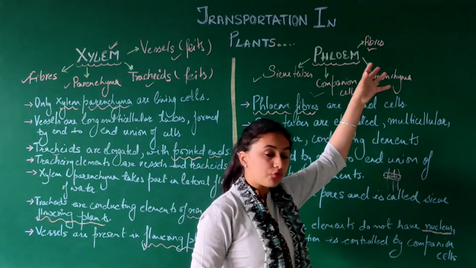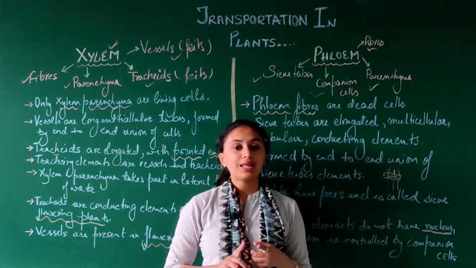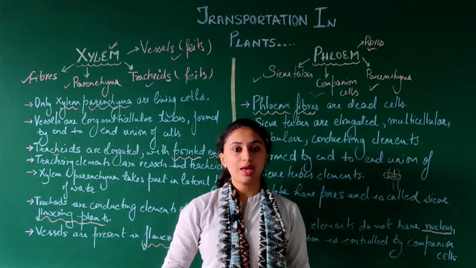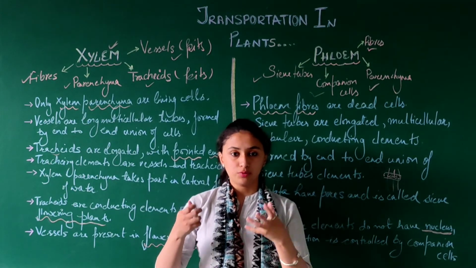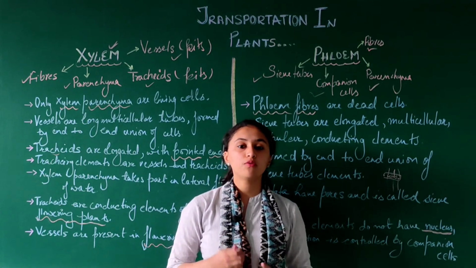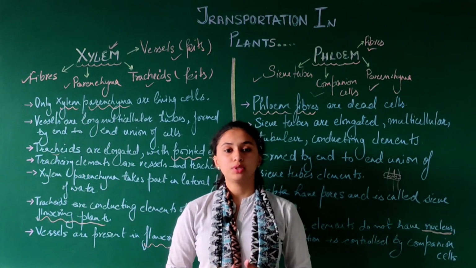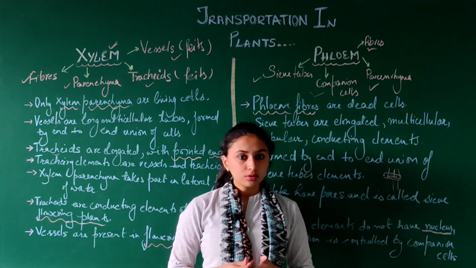So we have discussed xylem and phloem, and we have seen some of the important functions. If we talk about fibers in both cases, xylem and phloem, fibers act as supportive structures. They help the xylem and phloem in supporting. So the main function of xylem and phloem fibers, in both cases, is to support the tissues.